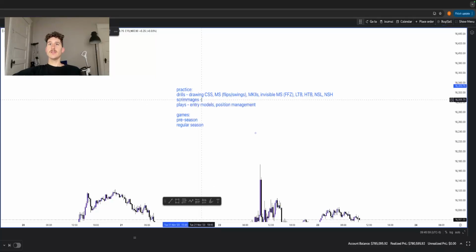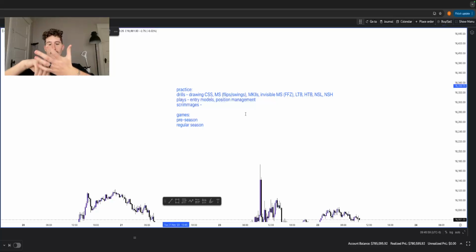Now, scrimmages are important, right? But they're not insanely important. But they are going to play a key factor. What I'm trying to say is they are important, but they're not any more important than these other two things. Everything, in my opinion, these are all weighted equally. You have to do drills, you have to do plays, you have to do scrimmages, right?